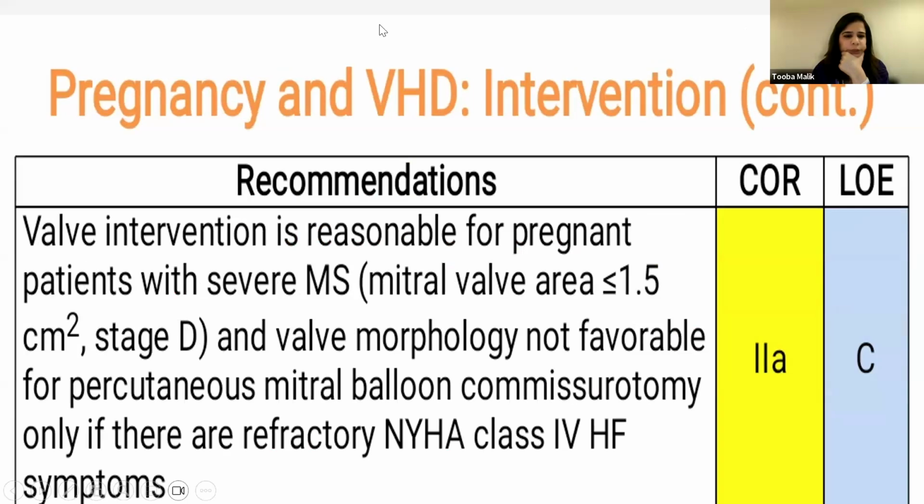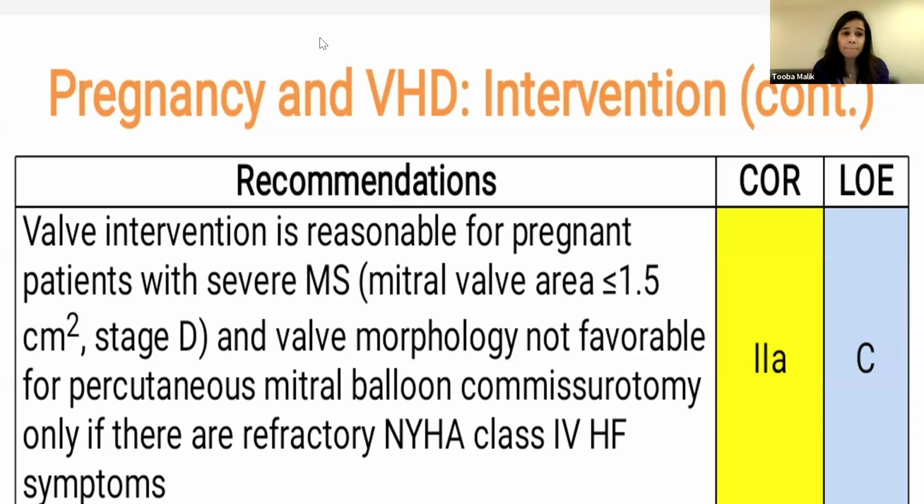And then valve intervention is reasonable again for pregnant patients with severe MS and valve morphology not favorable for percutaneous mitral balloon commissurotomy, only if they are refractory and NYHA class 4 heart failure symptoms. So again, this is a very complicated, very unfortunate situation. There's a pregnant female who's got severe MS. She's very symptomatic, and for instance, she has a severely calcified mitral valve. You cannot do a balloon mitral valve commissurotomy on these patients. What other options do you have?